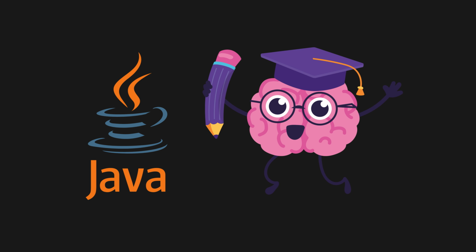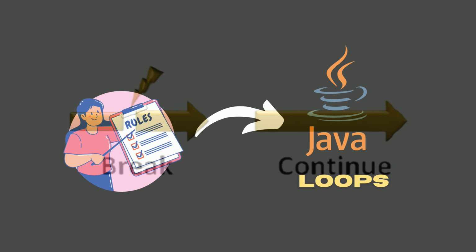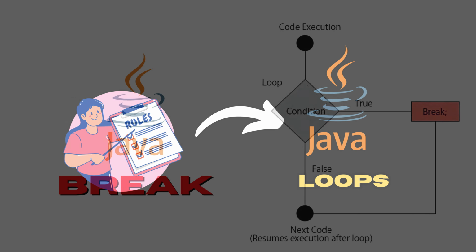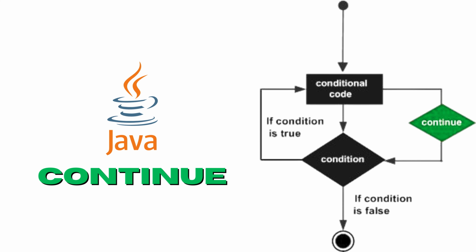Today, we'll learn two simple but powerful things, break and continue. Think of them like rules you give to a loop. Break will stop the loop completely. Continue will skip the current round and move to the next one.